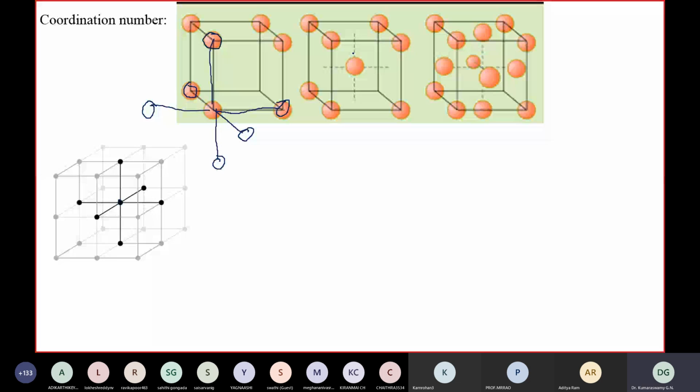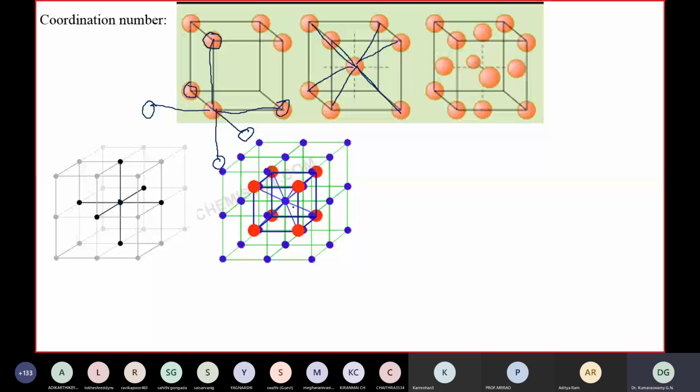Okay. Then we have the body-centered cubic. One atom is exactly at the center of the unit cell, and at each of the 8 corners we have one atom. These corners are equally distant from the center. So this atom, the one we are interested in, is surrounded by 8 atoms which are at the same distance.